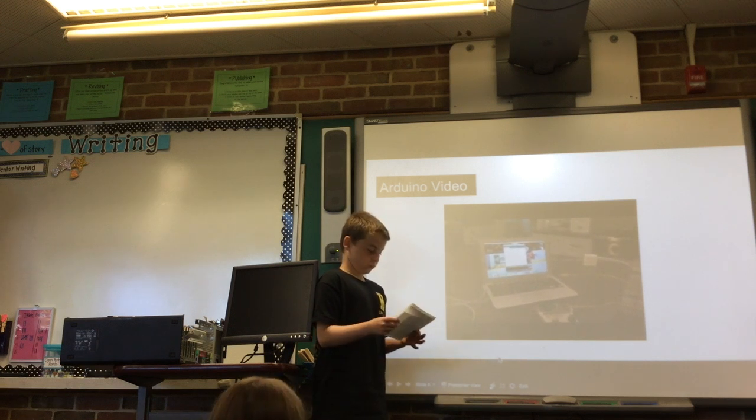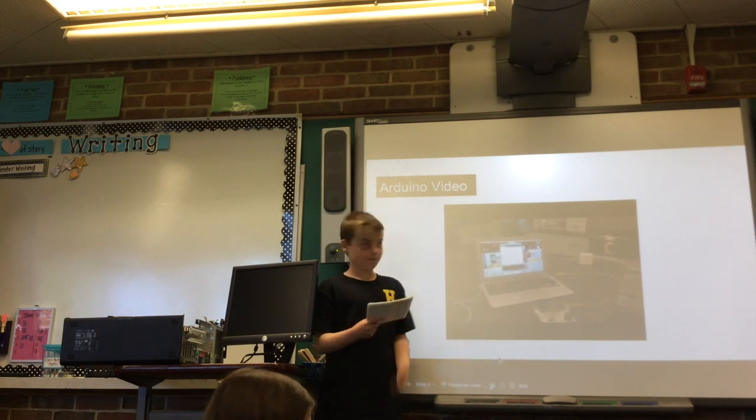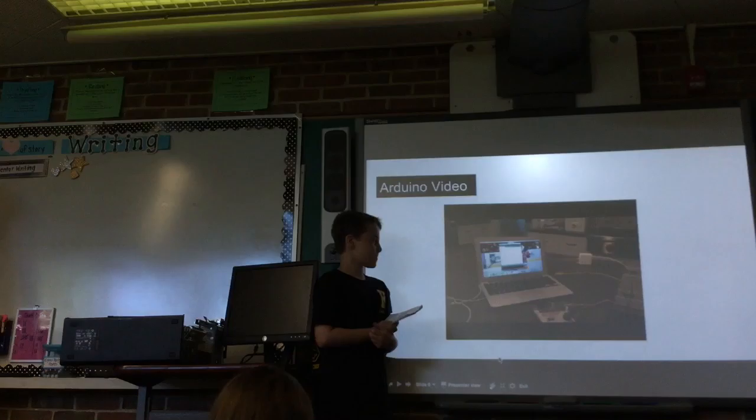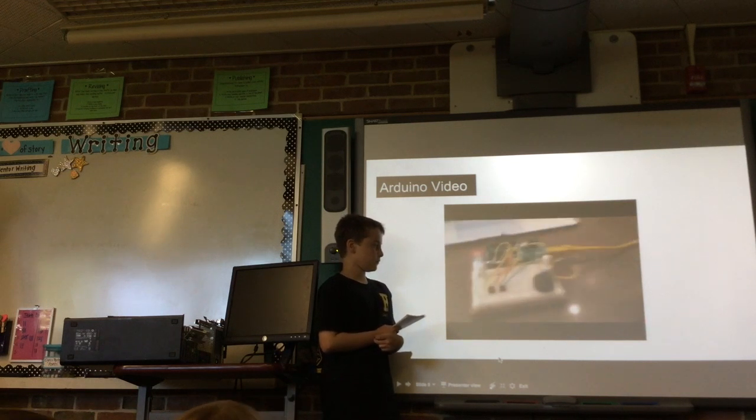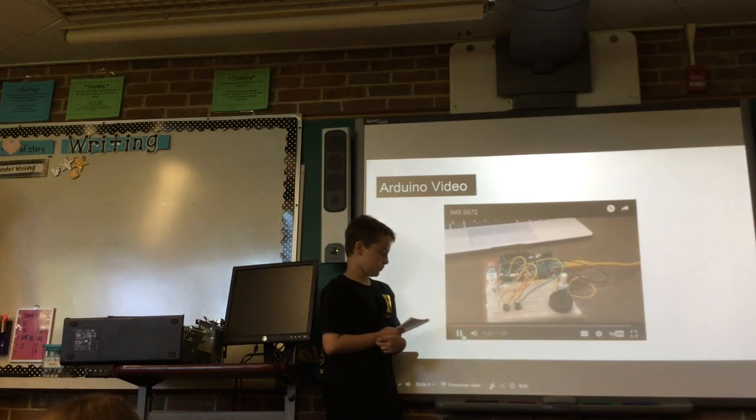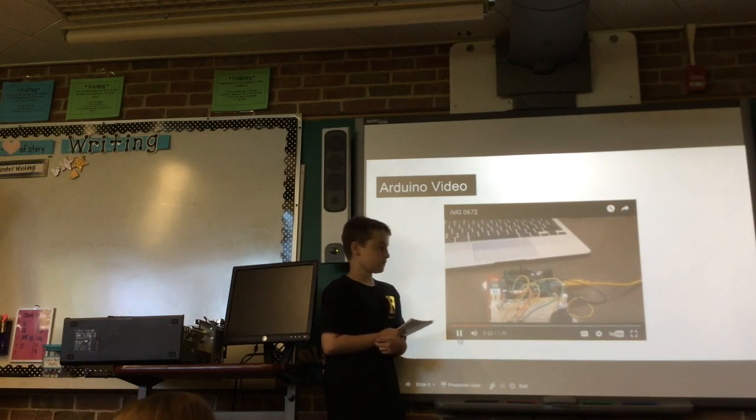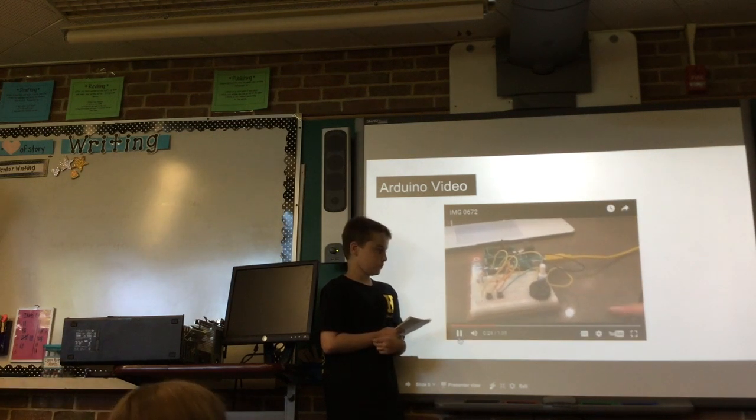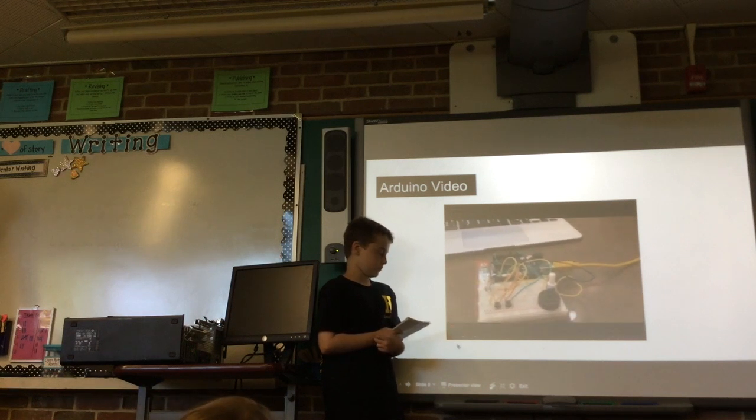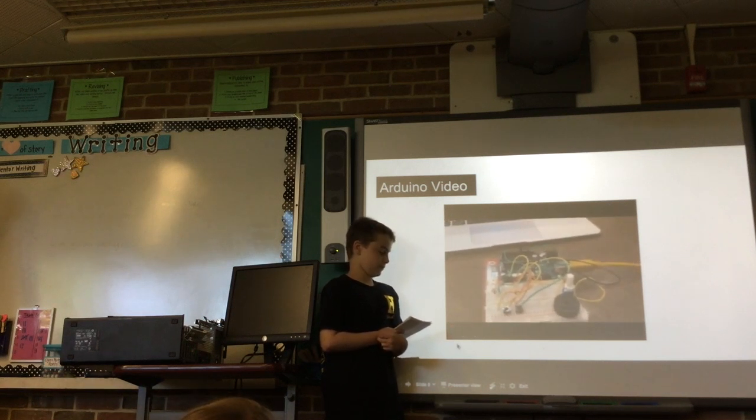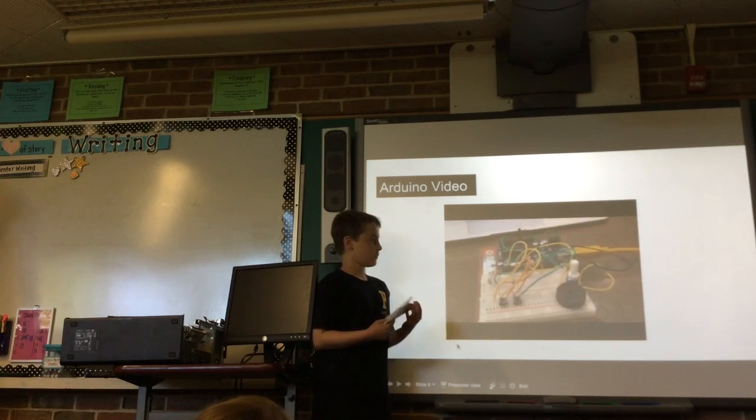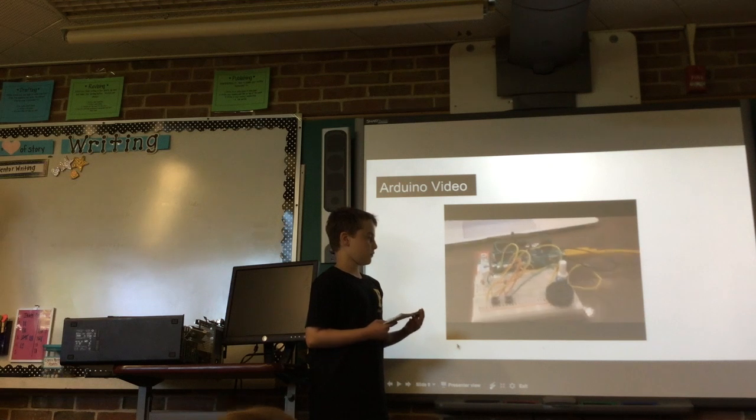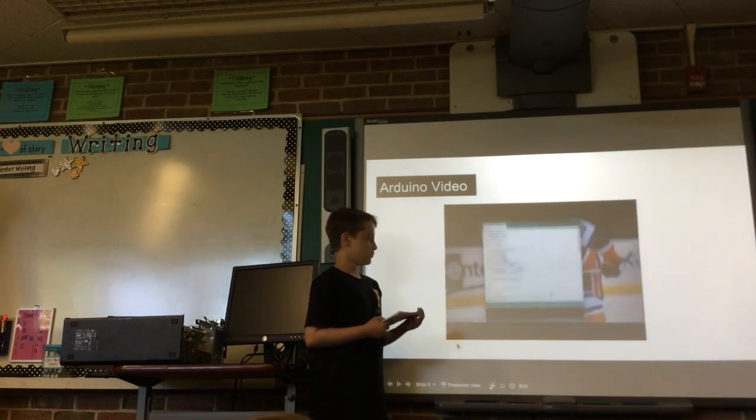So this is called a Light Theremin, and it's one of the first electrical instruments, from the 1920s. To make it, I used a photoresistor, which controls the sound by the amount of light. I also used a piezo, which makes waves of sound, and I used a potentiometer that controls the volume. And this is my code.